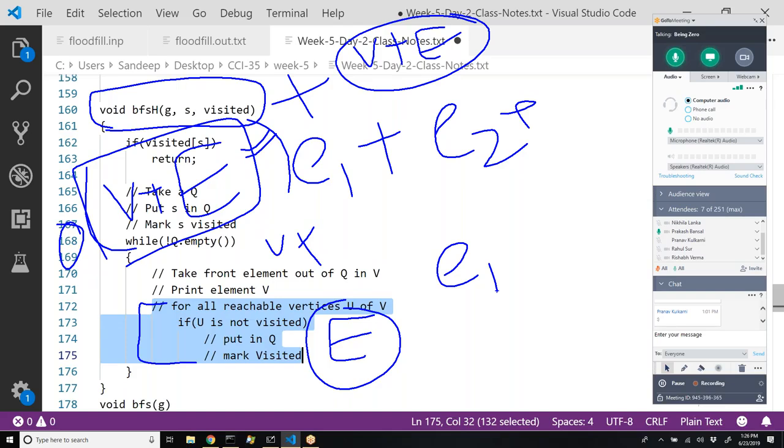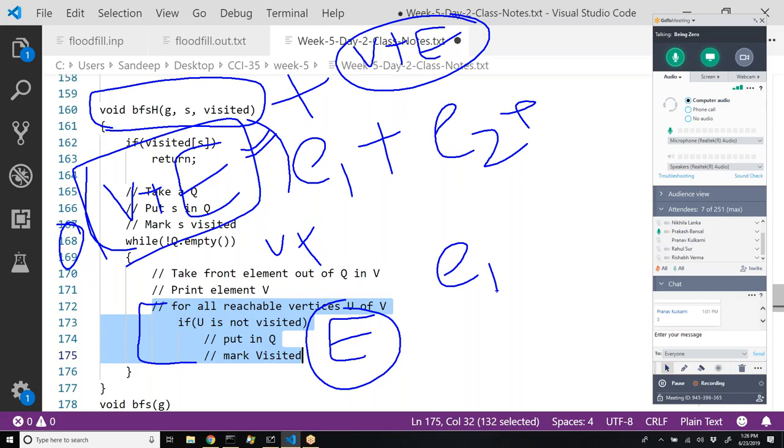Right? Makes sense? What is the time complexity of DFS, depth first search? From every vertex, we are covering all its children. From the next vertex, we are covering all its children. So there also V plus E is the time complexity. What is the space complexity of both? What is the space complexity of BFS, breadth first search?